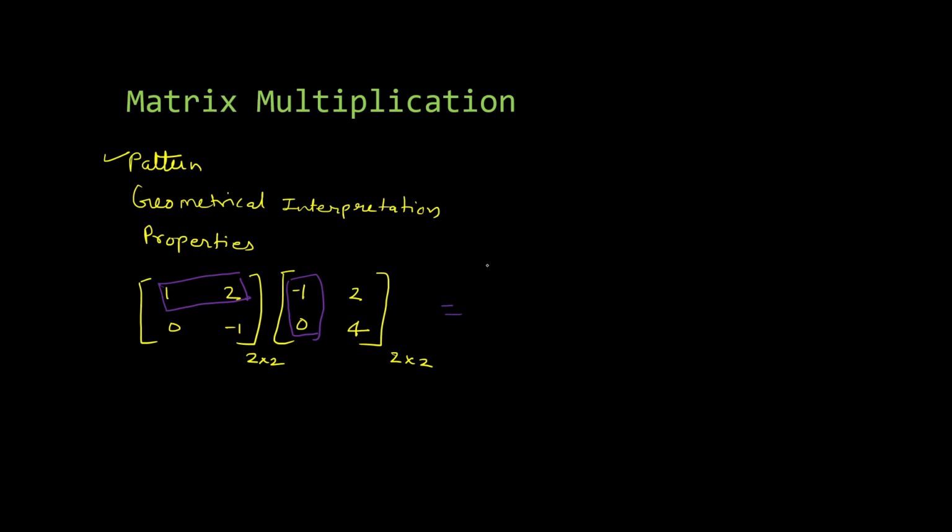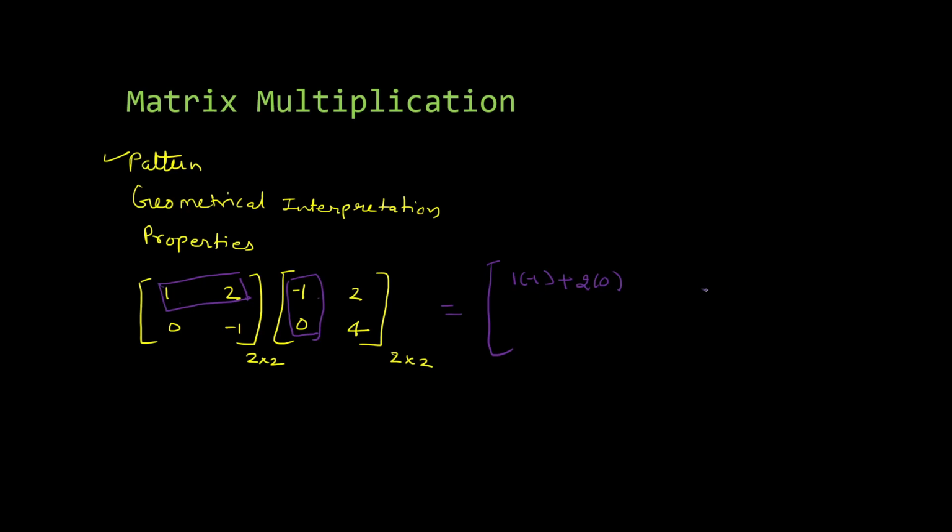So let me write the result here. Here the first element would be, first element means first row and first column. This element will come from first row of this matrix and first column of this matrix. So it would be 1 multiplied by -1. This is the element wise multiplication, plus sign, and this 2 multiplied by this 0. So this is 2 multiplied by 0. If you are doing it for the first time, you might find it little confusing, but after practicing it for a few more matrices, you will find the pattern to be a very nice idea to compute matrix multiplication. So this would be the first element of the resulting matrix.